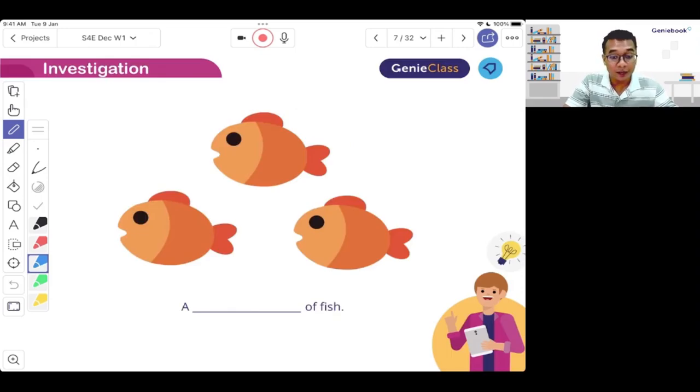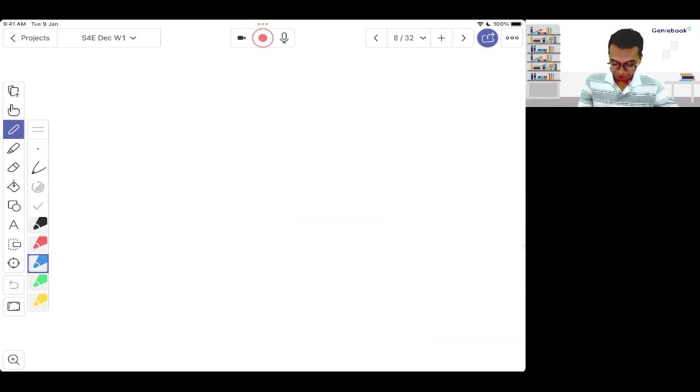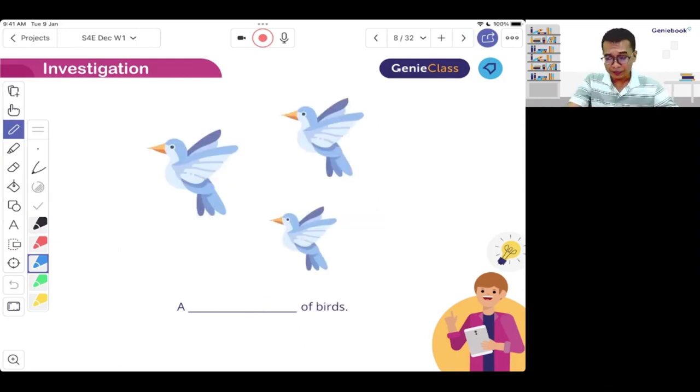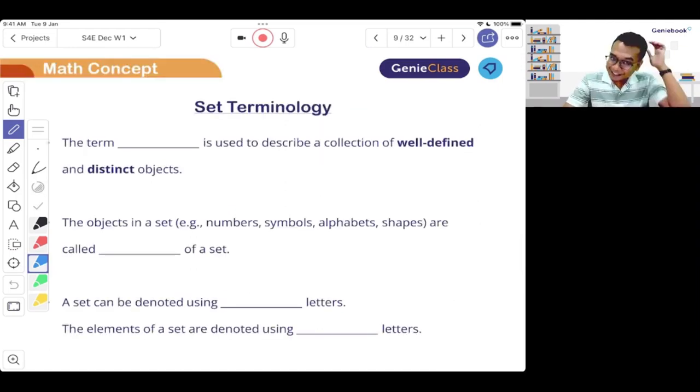But moving on, what about fish? It's actually a school of fish. Very good, Evan. Now, what about birds? I think this one's a bit more common compared to the rest. For birds, it's actually a flock of birds. Good. A lot of you actually answered me and got that correct.